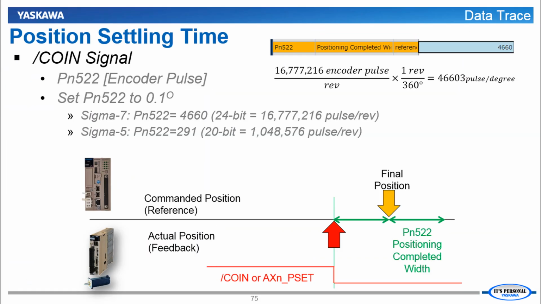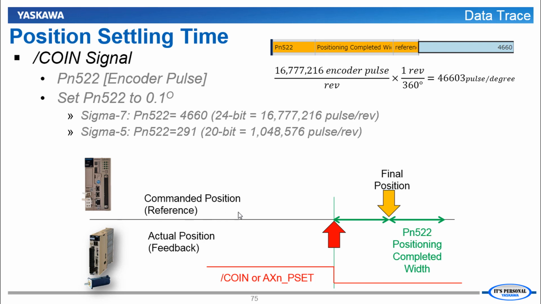But what does it really mean to be in position? When does that coin signal turn from high to low? What are the conditions? Well, the condition is set by a parameter, Pn522, and that's a parameter with the units of encoder pulse when you're using the MPiEC controllers.